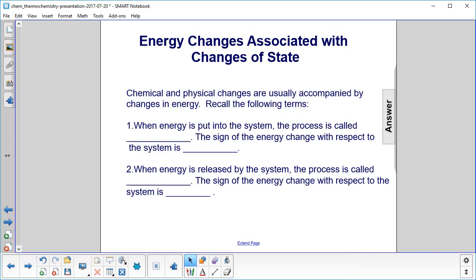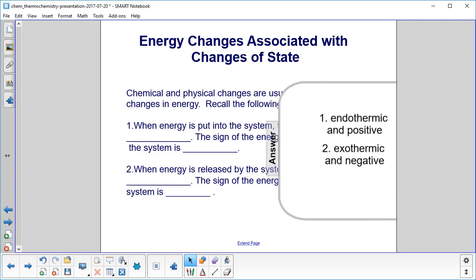When energy is put into a system, the process is called what? The sign of the energy change with respect to the system is blank. Second one, when you release energy by the system, what is that process called? And what is the sign of energy change there with respect to the system? So take a few seconds and we'll pull out the answer tab here shortly.